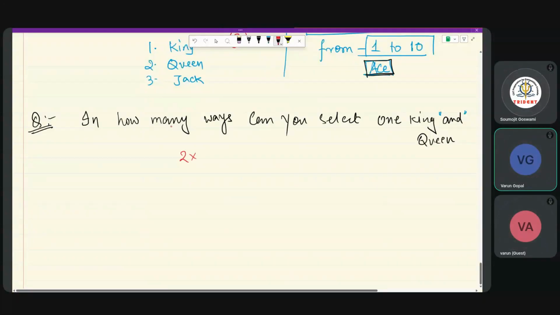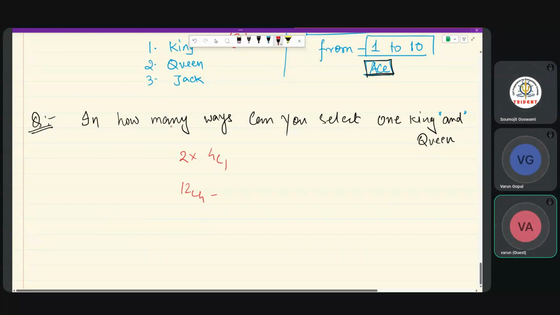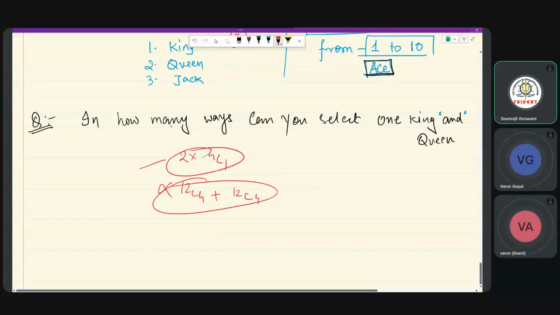12C4 plus 12C4 by 52C4. Now this is where the entire theory is going down the drain.